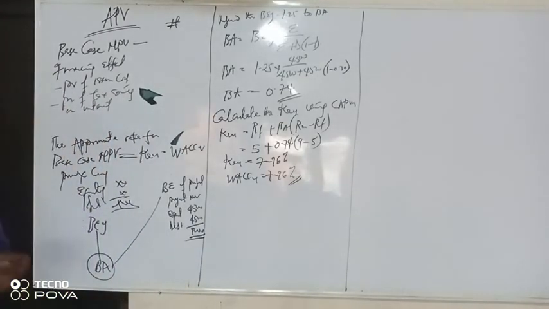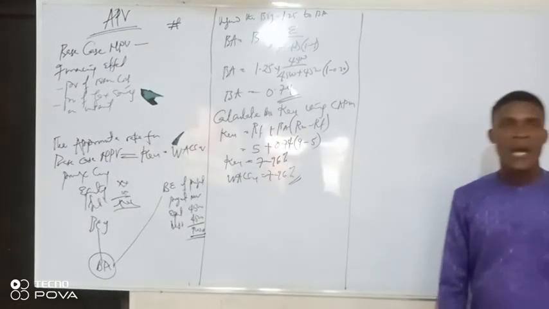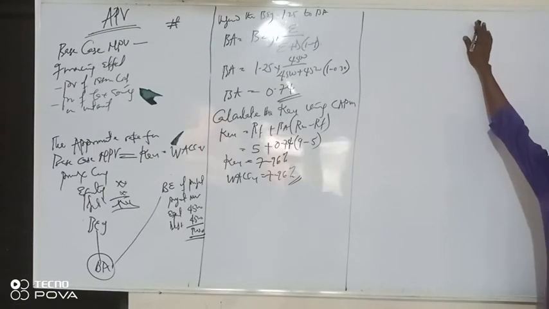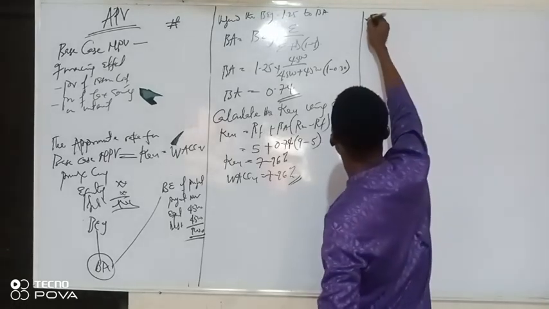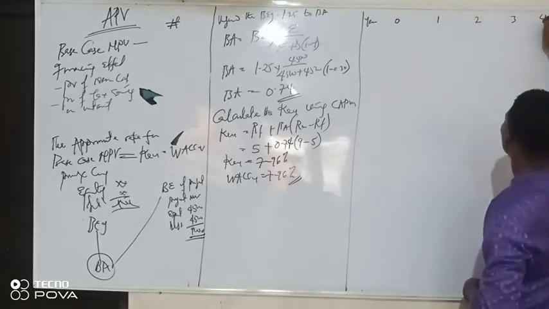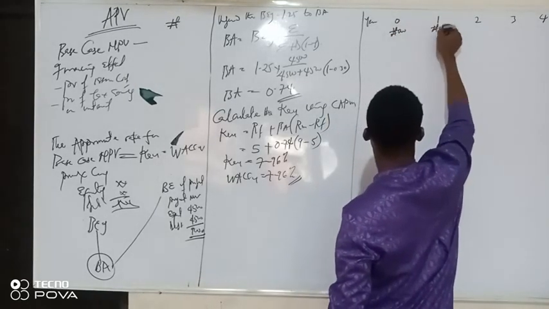Now, our base case NPV. In our base case NPV, all our relevant costs remain the same, except that we will not recognize the issue cost. We have the full workings already. Our cash flows are year zero, year one, year two, year three, year four. Our cash flows are actual, right?